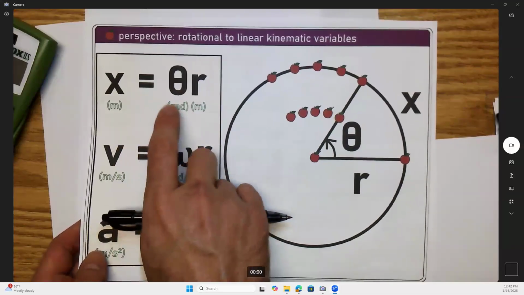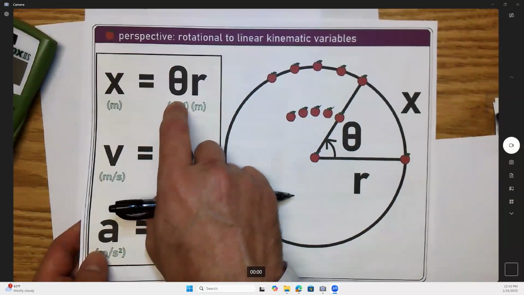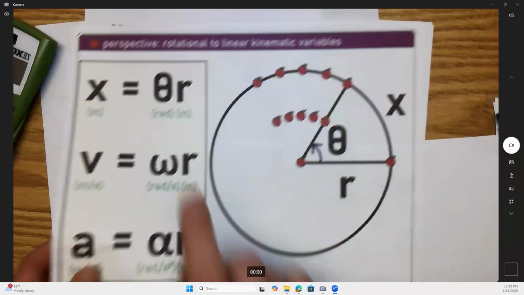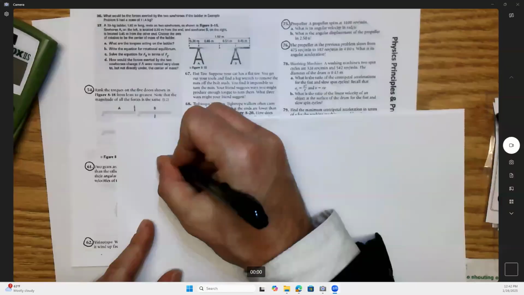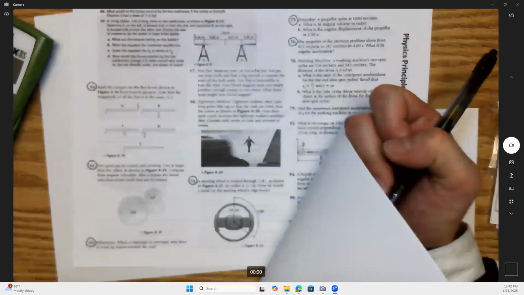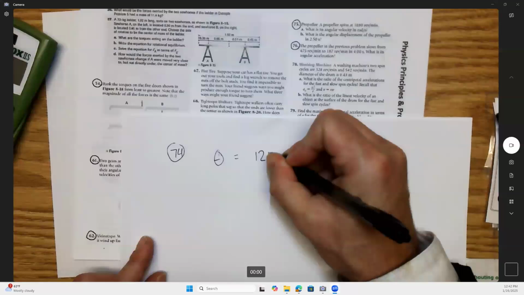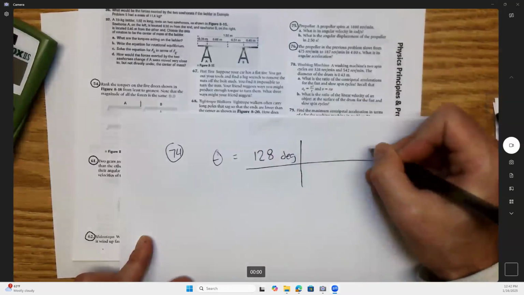One of the tricks is you do have to convert. Guys, this theta only works if it's in what unit? Not degrees, but radians. It has to be in radians. So I would kickstart this with a conversion. Let's do 74. I'll say theta equals. Now they did tell you theta, but it's in degrees, 128 degrees. Do you guys remember railroad tracks? Do some unit conversion.